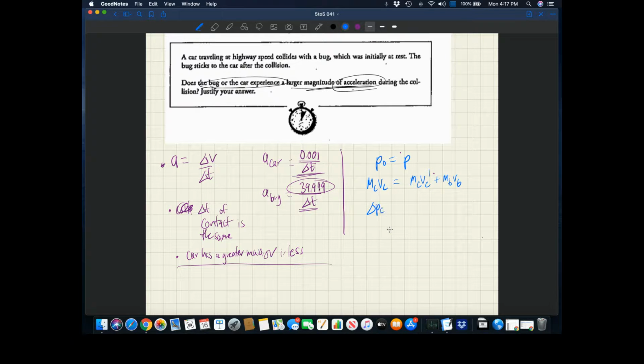We know the change in momentum of the car is going to be equal and opposite to the change in momentum of the bug. So the change in momentum of the car is going to be mass of the car times the change in velocity of the car. And the change in momentum of the bug is going to be the mass of the bug times the change in velocity of the bug. Well, the mass of the car is large. The mass of the bug is small. So for these to work out, the change in velocity of the car must be small and the change in velocity of the bug must be big. So for example, if this is 6 and 2, large mass, small velocity, the bug has a small mass, so it must have a large velocity for those two to be equal and opposite to each other.